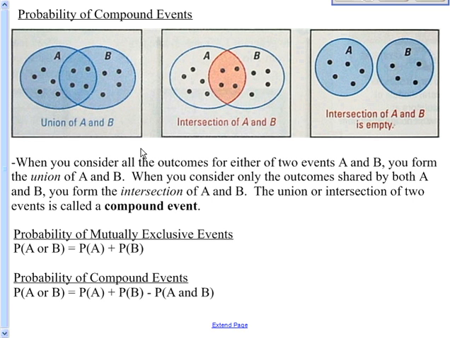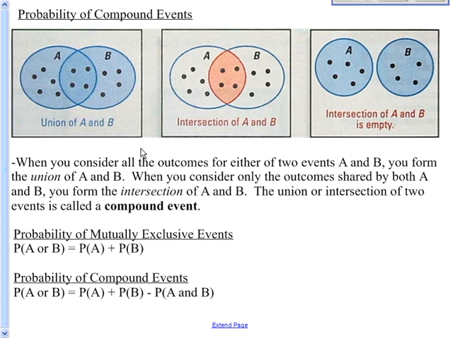Okay, so if you're finding the probability of A or B down here below, the probability of mutually exclusive events, if they fit the diagram on the right, they have no intersection, then your formula for the probability of event A or event B happening is just the probability of A plus the probability of B. And we're going to do some examples with this.